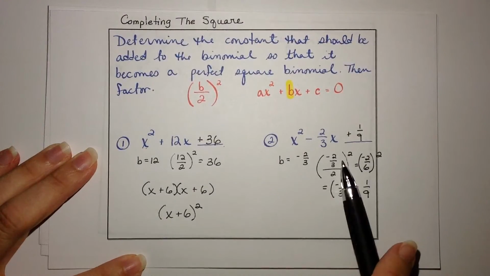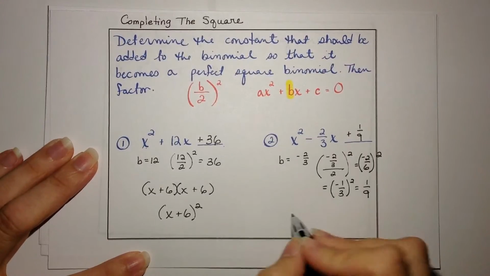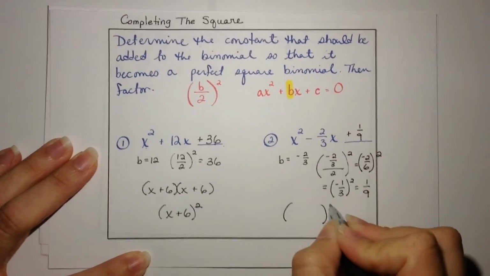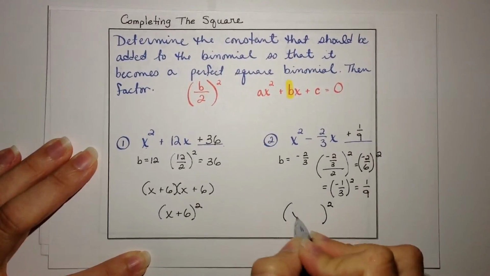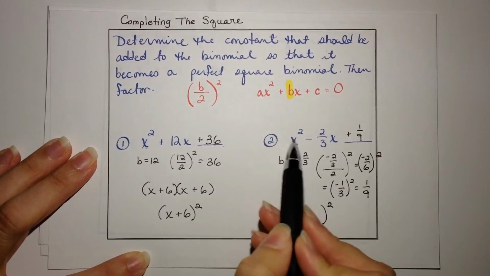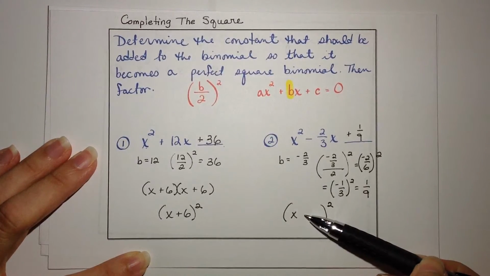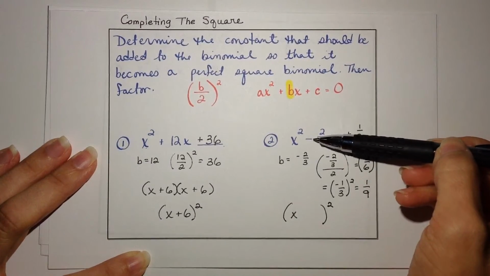So I'm going to take this one and actually go straight to just the binomial squared. So you can go ahead and put your parentheses, put your square. This is always just going to be x because the first term we're looking at here is always just going to be x squared. Now you're either going to have a plus or a minus. This first sign right here will determine that for you.